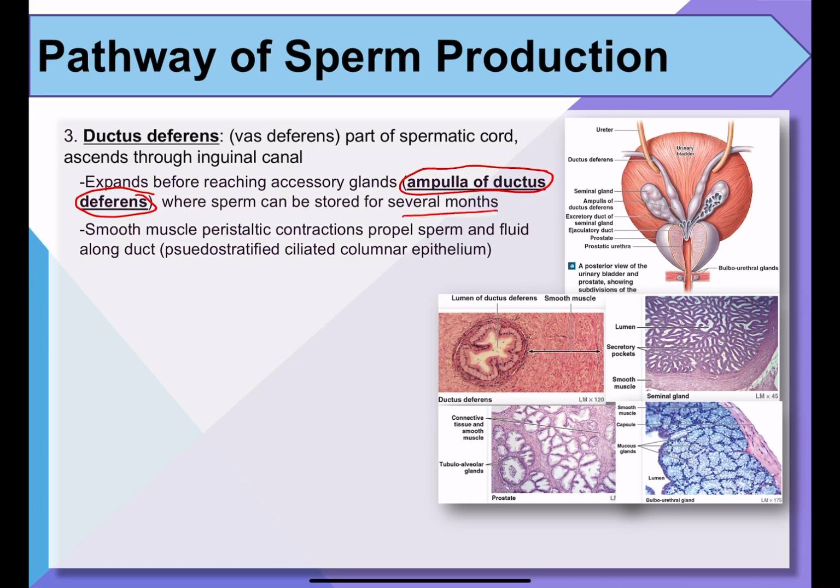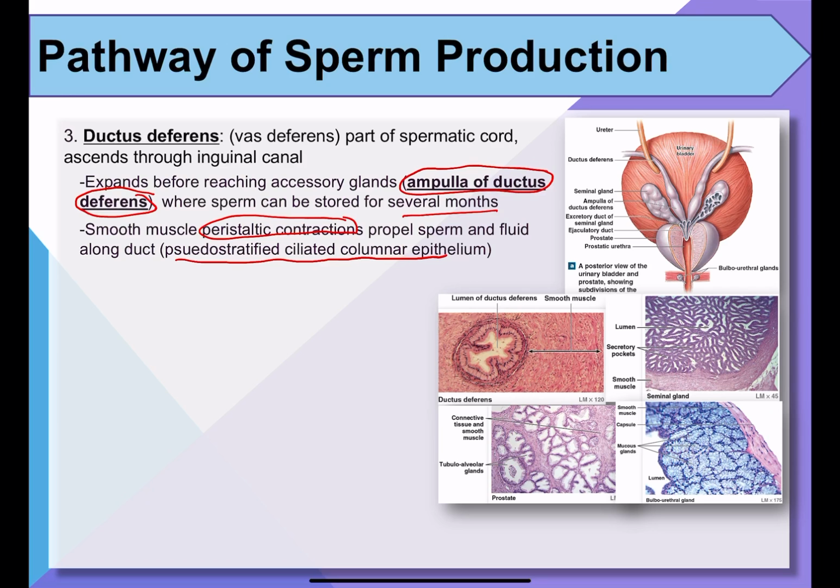The ductus deferens is lined with pseudostratified ciliated columnar epithelium, which again, we have all those cilia there to help propel the sperm cells along by moving the fluid inside, and also there will be peristaltic contractions to help move the sperm along. Okay, so the ampulla area, don't mistake it with seminal glands.